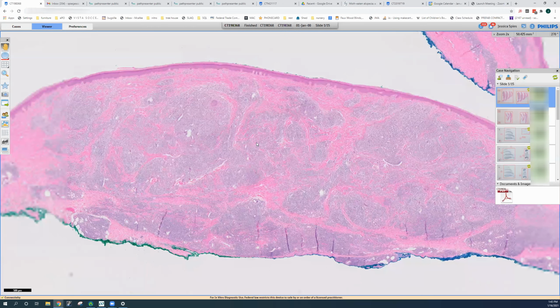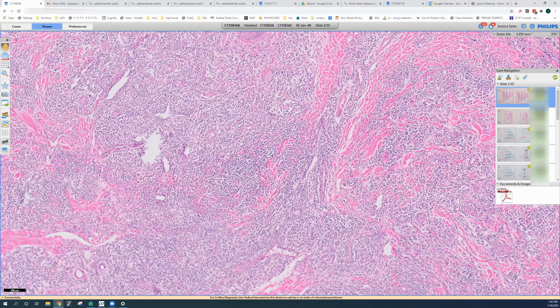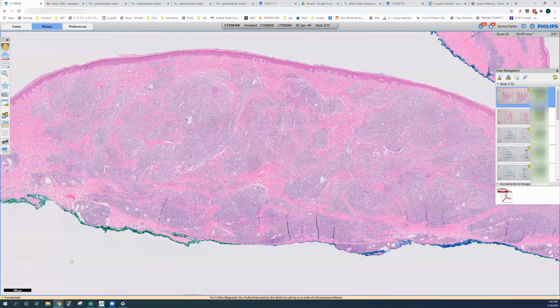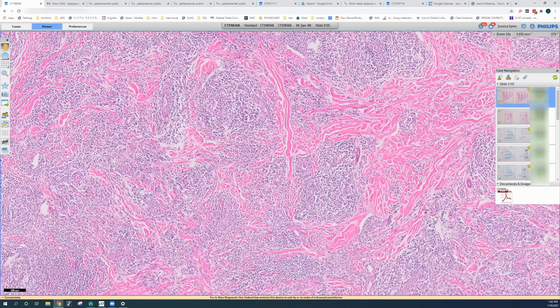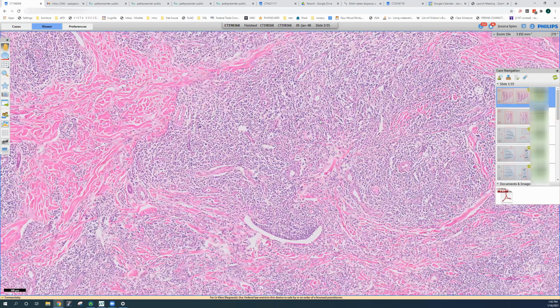All right, so you can see, somewhat similar to the last case, it's a very dense infiltrate, superficial and deep. And we don't really have great germinal centers like we saw in our cutaneous lymphoid hyperplasia, or even in our last case of marginal zone lymphoma. But we do have this kind of nodular infiltrate, and the majority of these are B cells. Here's the T cell stain.